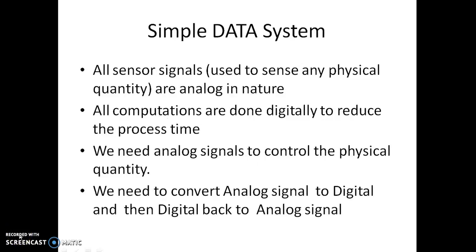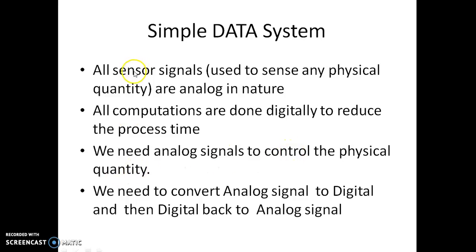What is a simple data system? All sensor signals which are used to sense any physical quantity are analog in nature, and all computations are done digitally to reduce the process time. So we sense the signal. These analog signals which are measured have to be computed. Since the computation has to be done very fast, they are converted to digital. Once we convert them into digital, we do a certain process. We need an analog signal to control the physical quantity.